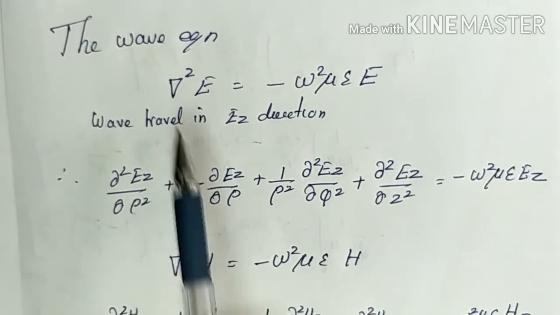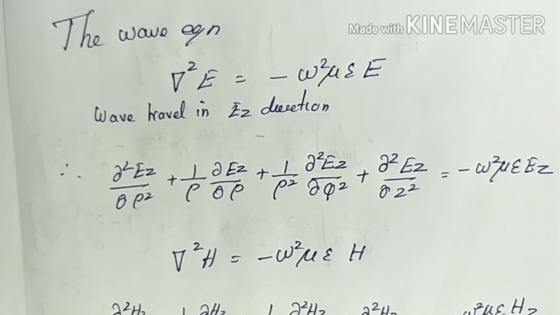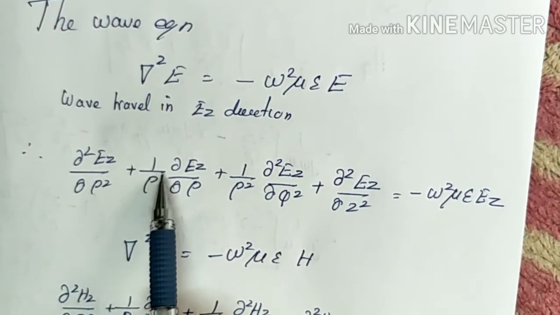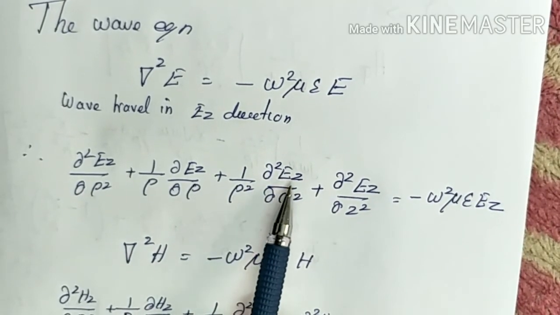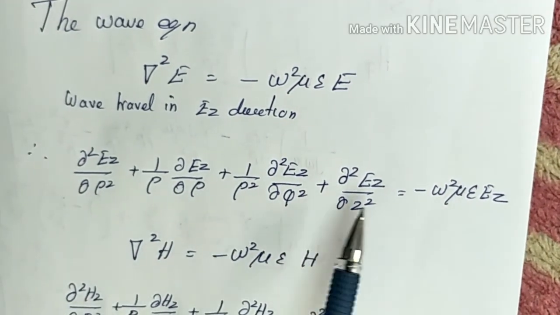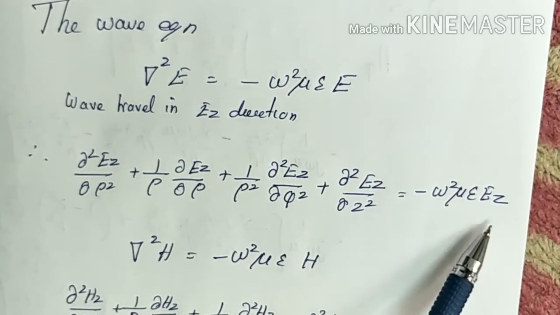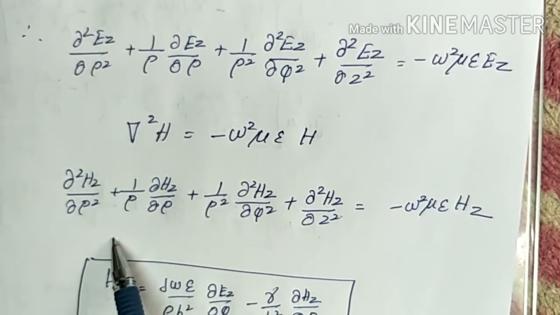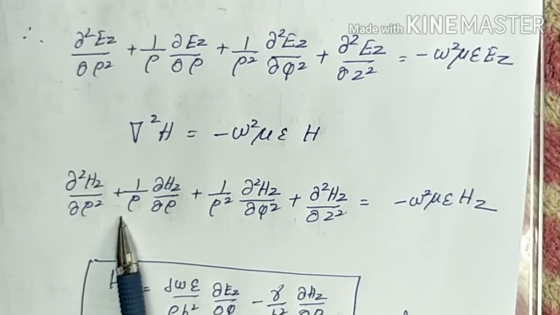Expanding dou square E in the cylindrical coordinate system, we will get dou square Ez by dou rho square plus 1 by rho dou Ez by dou rho plus 1 by rho square dou square Ez by dou phi square plus dou square Ez by dou Z square is equal to minus omega square mu epsilon into Ez. Similarly, we will consider the wave equation with respect to the magnetic field expanding in the cylindrical coordinate system. So this is the equation for Ez and Hz components.